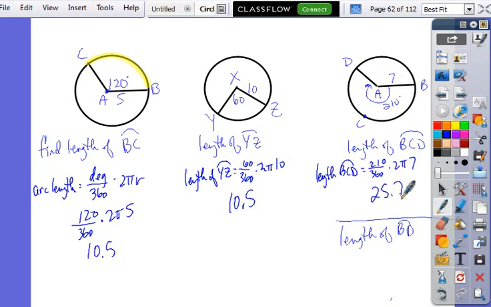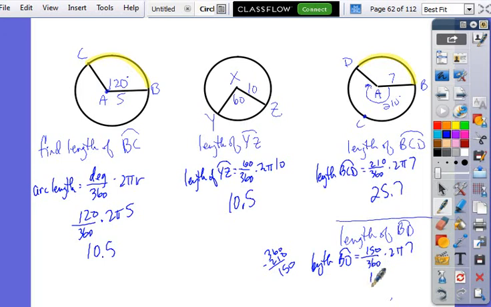All right, so when I go to the length of BD, first thing I need to realize is BD is up here. I need the degree that matches that. Well, if 210 is all of this down here, 360 minus 210 tells me that I'm working with 150 degrees. So 150 over 360 times 2 pi 7, and you get 18.43.